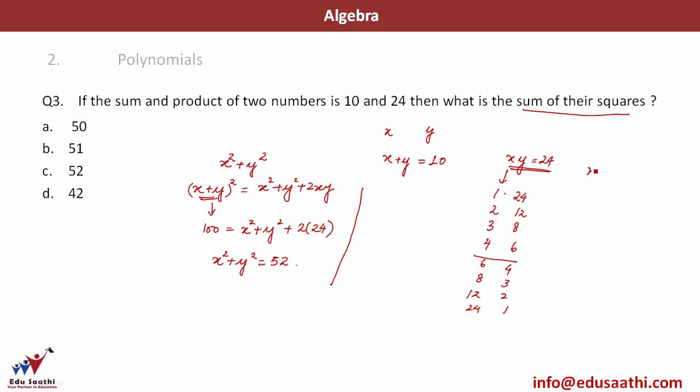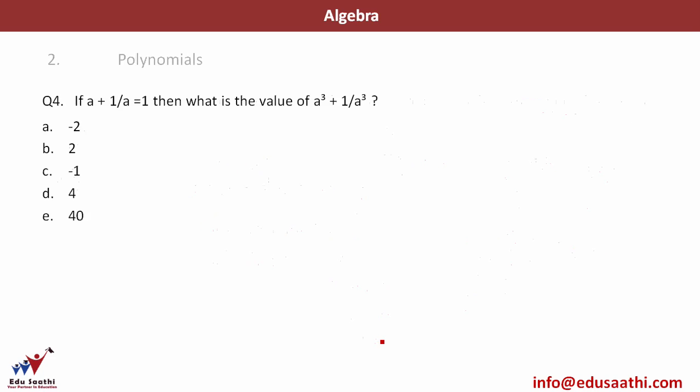I find out the value of x plus y for the first pairs: 25, 14, 11 and 10. So that means this is the case. The values of x and y are 4 and 6. So if I just find the value of their squares, 4 square is 16 and 6 square is 36. The answer that I still get is 52. So I can either apply the formula or I can do the questions without the formula, whichever way you like. Let's look at the next question.